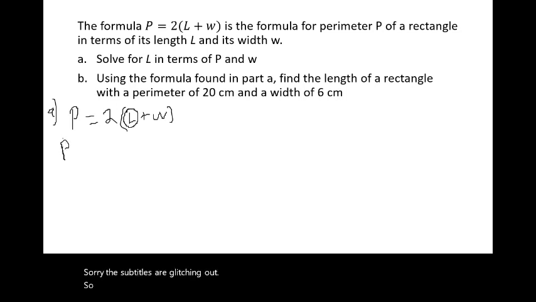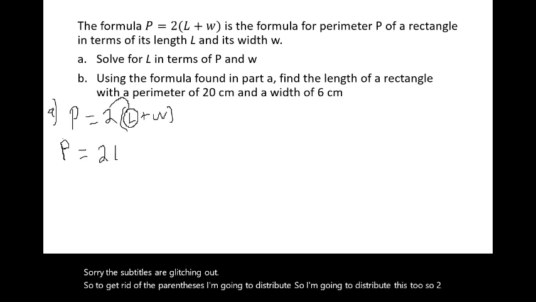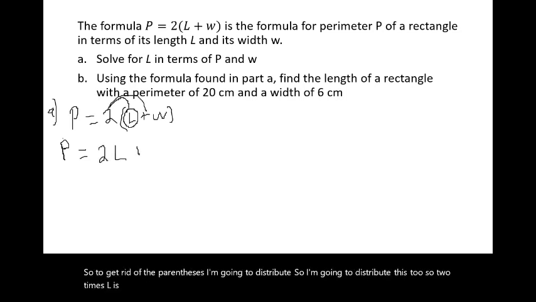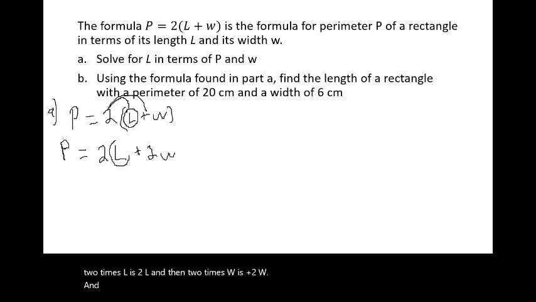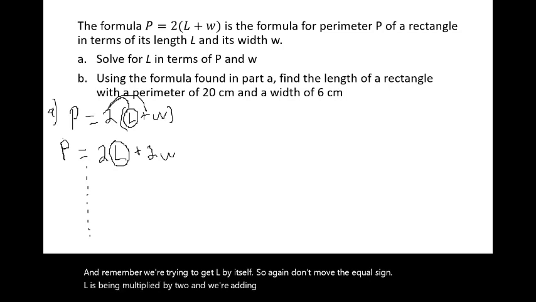So to get rid of the parentheses, I'm going to distribute this 2. So 2 times L is 2L, and then 2 times W is plus 2W. And remember, we are trying to get L by itself, so again, don't move the equal sign. L is being multiplied by 2, and we are adding 2W. So I'm going to get rid of this plus 2W first by subtracting 2W from both sides.